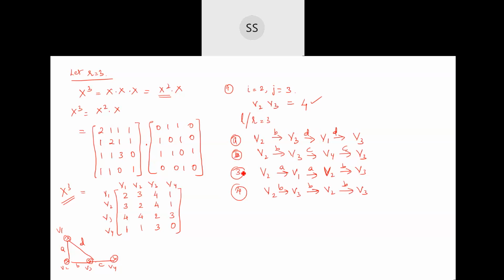You have got 3 edges. So the length is said to be what? The length is said to be 3. So I have proved this part.